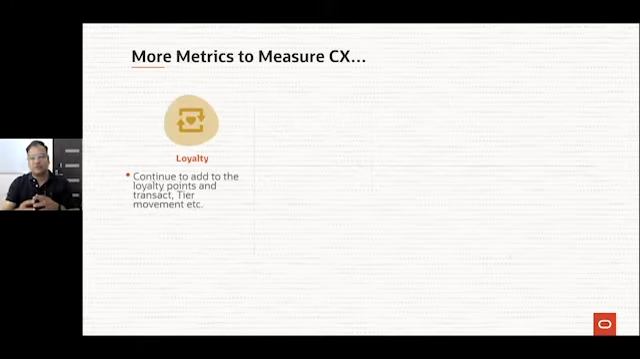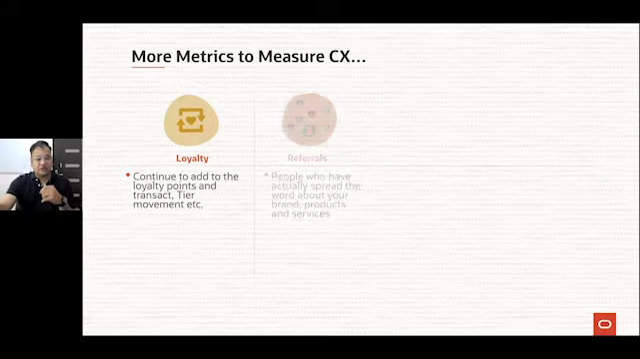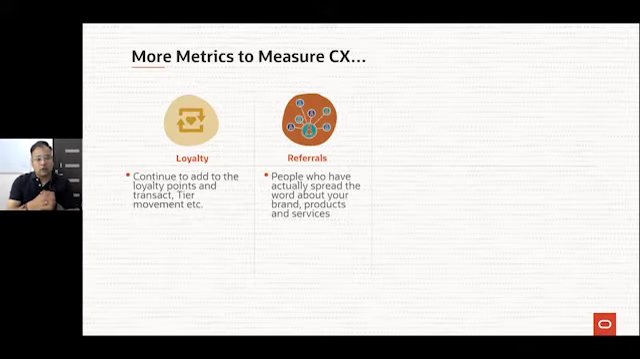Now, if you are in a business where you maintain loyalty, which we know are banking, travel and hospitality and so on, loyalty is a very important signal to measure customer experience. How is my customer base moving from one tier to another? How are they transacting? Their loyalty points and so on and so forth. That's a good way of measuring CX. Another one is referrals. People who actually spread the word.